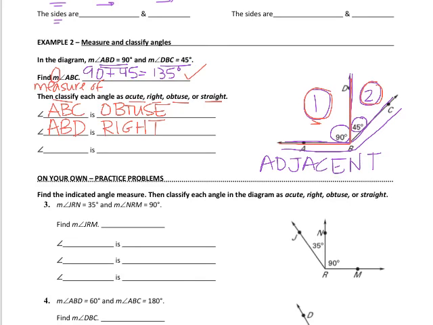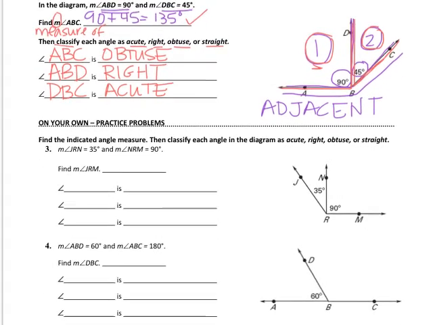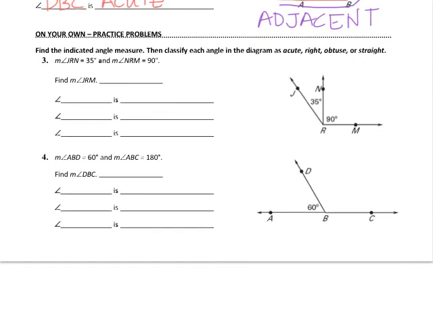And then finally we have angle DBC that I also have numbered as angle 2. And that is less than 90. It's 45 degrees. So that's going to be an acute angle. A cute little angle. All right, well, what you're going to do then is take care of these 2 practice problems before you come to class, please.